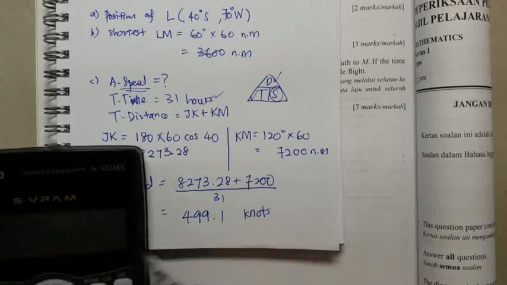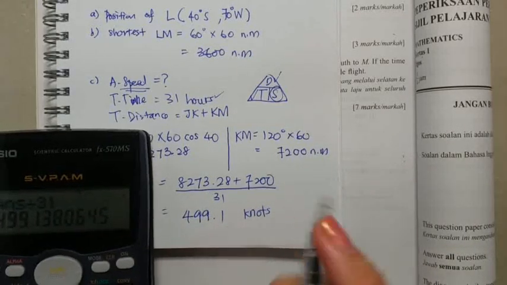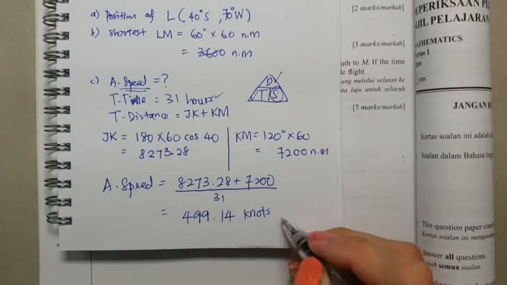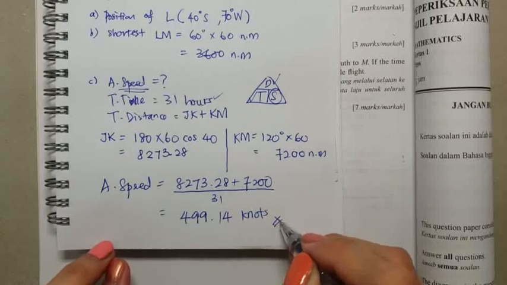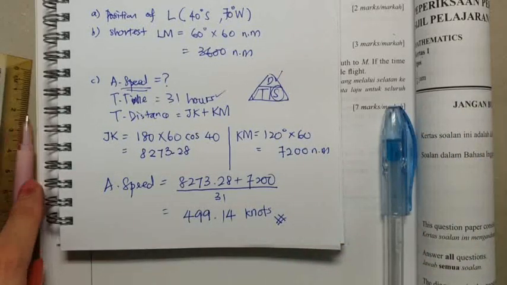Maybe round off to 2 decimal places. Or you want to leave it like this also can, for significant figures. If you want, you can put like this. All right, both we accept the answer. So that's it. That's how we find the solution for the question.